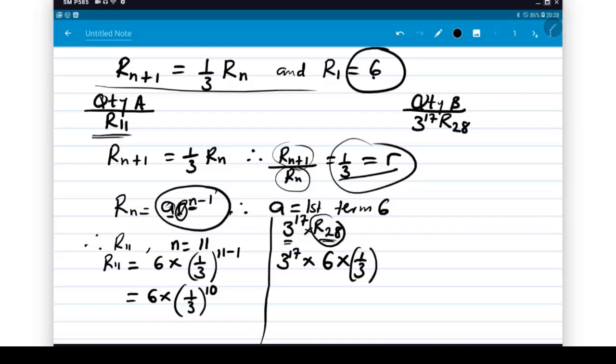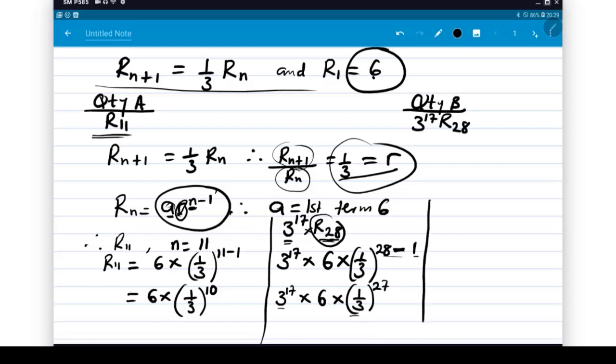raised to power n, which is what? 28, the number of the term, minus 1, and that gives us 27. So this becomes 3 raised to power 17 times 6 times 1 over 3 raised to power 28 minus 1, which is 27. Now, since I'm seeing this, I will need to simplify this.